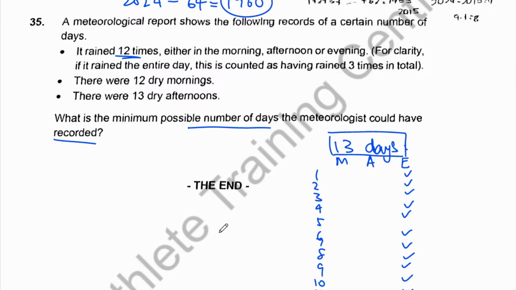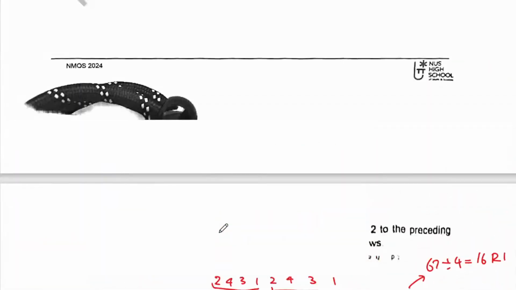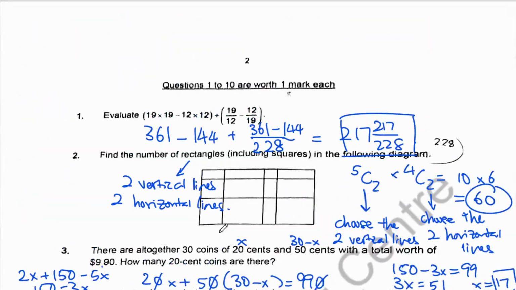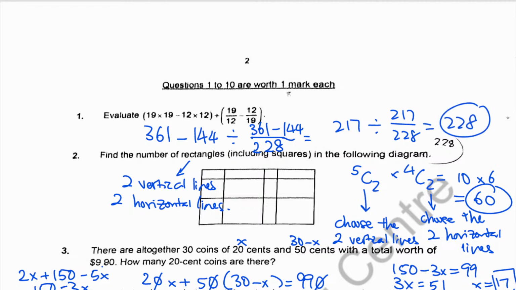So that's the 35 questions, and I realized that my PDF rendered a bit incorrectly for the first question. This should not be a plus, this should be a divide. So if I change this to a divide, this will be 217 divided by 217 over 228, which is 228.